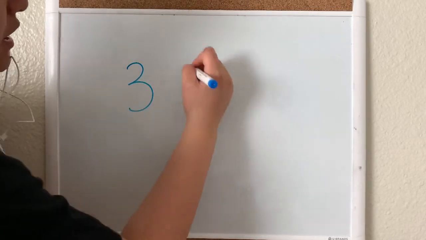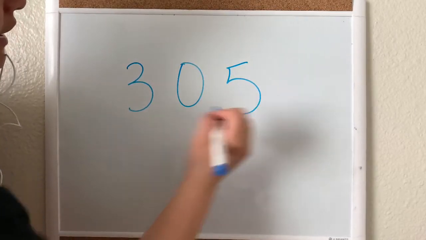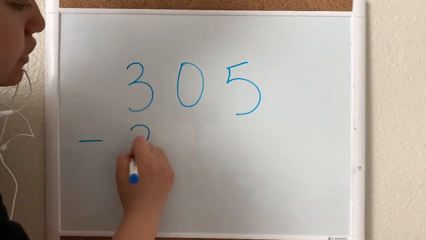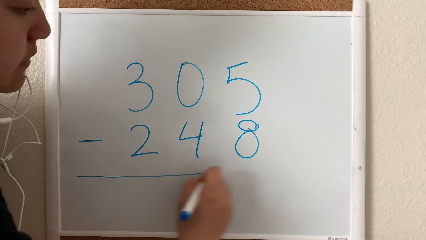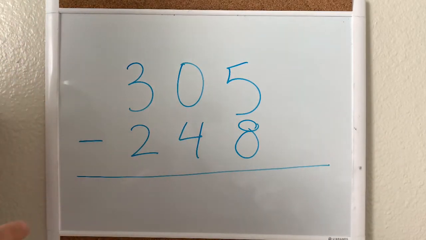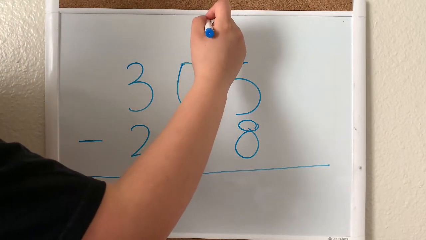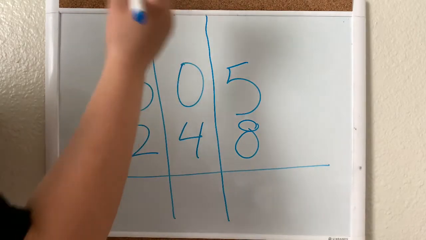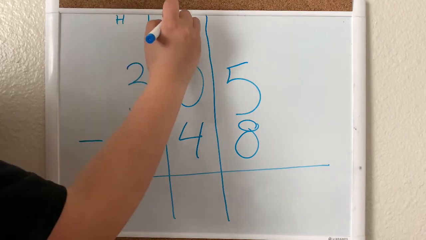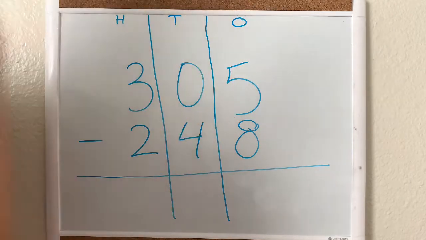Alright, so right now we're going to be talking about the formatting that you use to subtract numbers. So let's first get our numbers, which is 305 minus 248. Now, you don't just want to leave it there. So what we're going to do next is divide up all the place values, and you want to label it hundreds, tens, and ones.